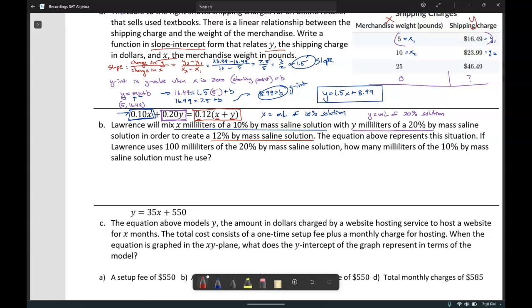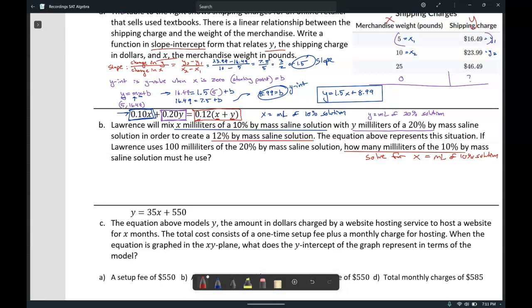If Lawrence uses 100 milliliters of the 20% by mass saline solution, how many milliliters of the 10% mass saline solution must he use? So this is what we want to solve for. How many milliliters of the 10% solution? And we have something that represents that, our X value. So we want to solve for X, because X equals our milliliters of 10% solution.